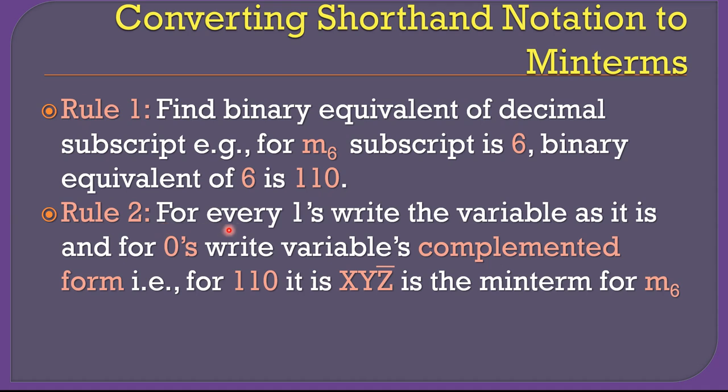Now rule 2, for every one write the variable as it is, and for zeros write the variable in complemented form. For example, for 110, for 1 you write the variable as it is, so x and y, and for 0 you write the complemented one, z dash. That is the min term for M6. So you got the expression for the number.